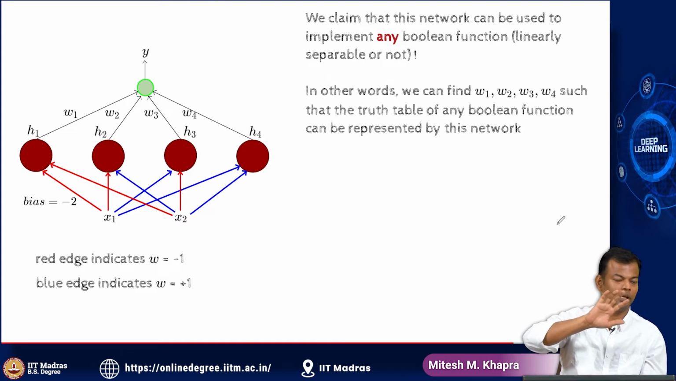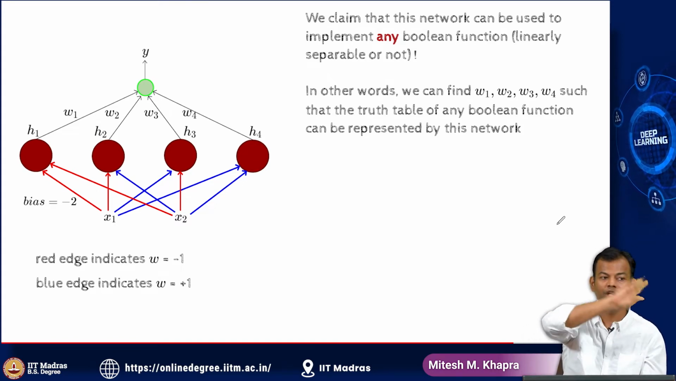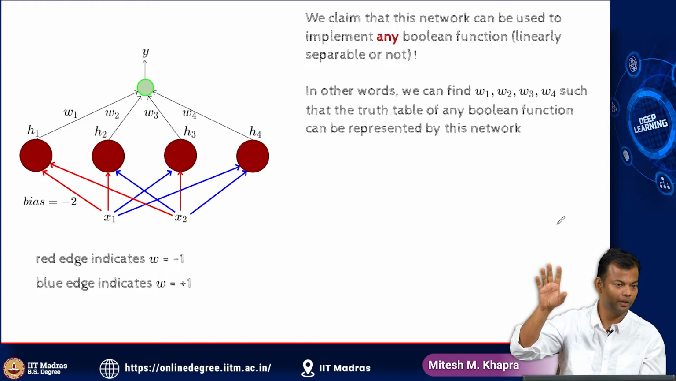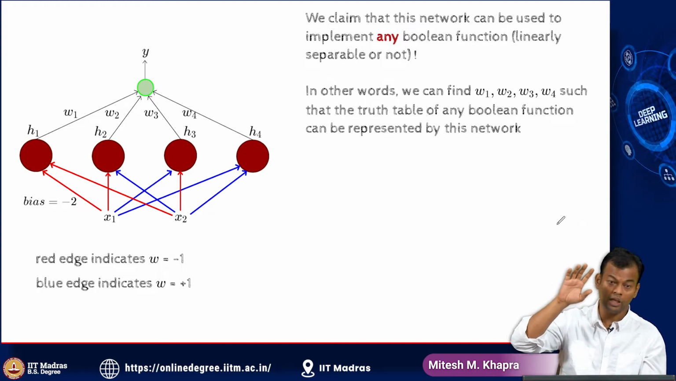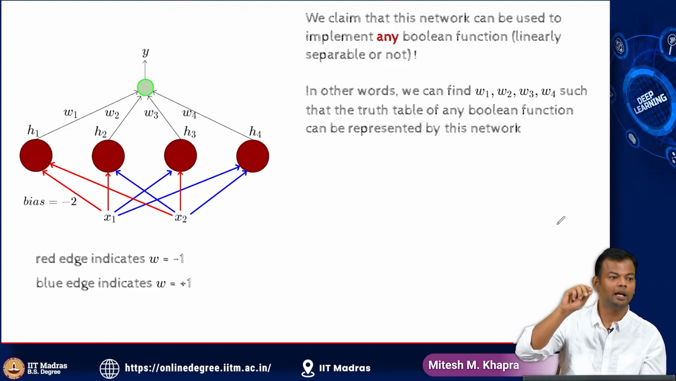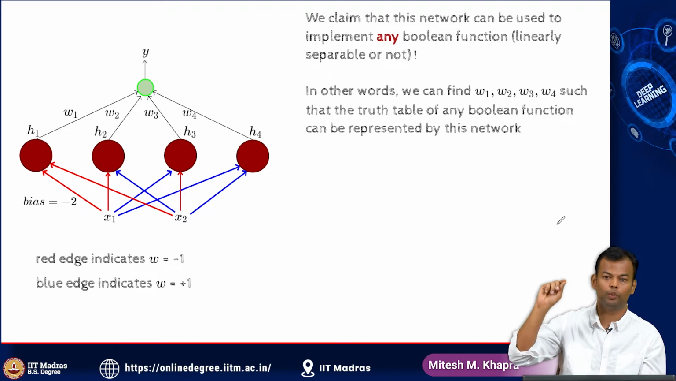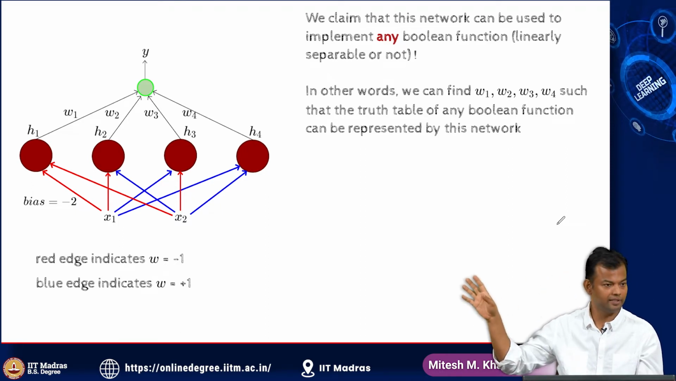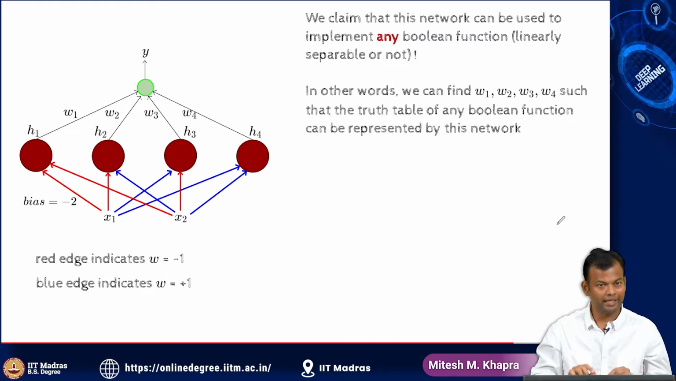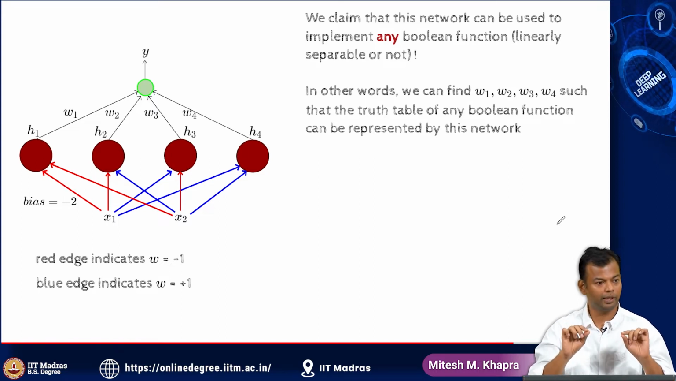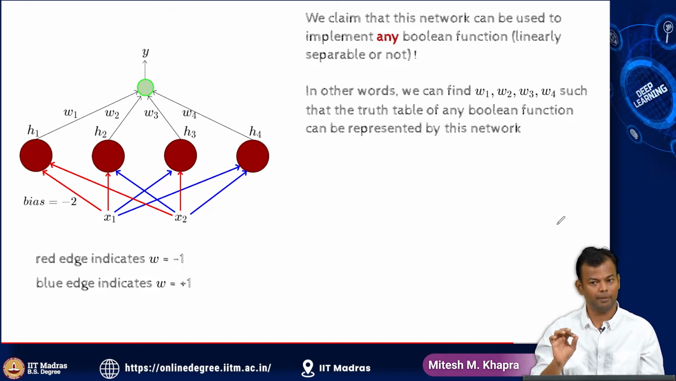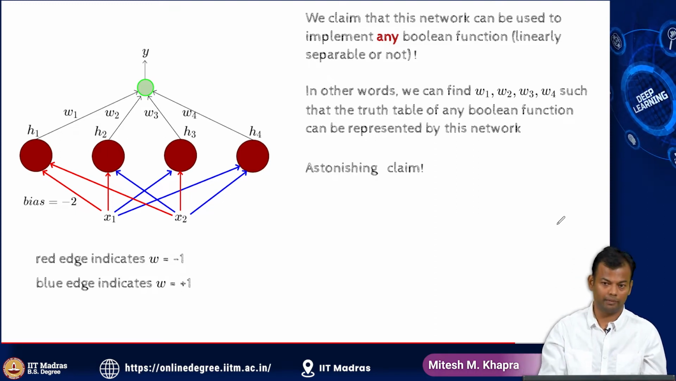Using this template, I am claiming that I can implement any of those 16 Boolean functions which I had shown, including the XOR and the not of XOR function, right, which are not linearly separable to begin with. So what does that mean is that I can learn specific values of W1, W2, W3, W4 for each of these 16 Boolean functions, and these might be different values for the different functions, such that when I plug in those values and now I start feeding 0, 0, 0, 1, 1, 0, 1, 1, then my output would be the desired output as per the truth value of that function. That's the claim I am making, and this looks like an astonishing claim, right?